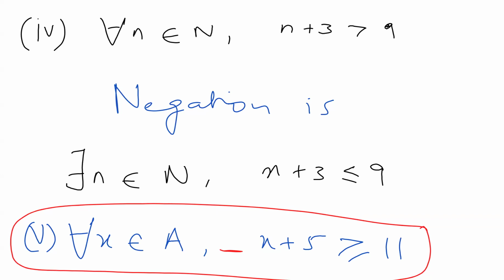The last question, page number 32, question number 10. With this, the negation topic will get over. First one. Now these are compound statements because there are logical connectives in them, and at the same time they are in verbal form. So we need to write the symbolic form first.